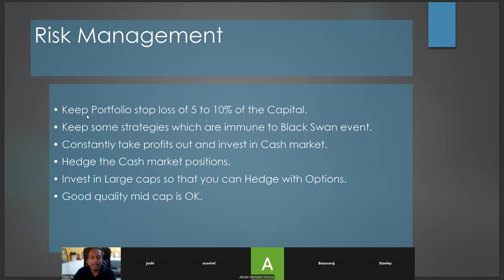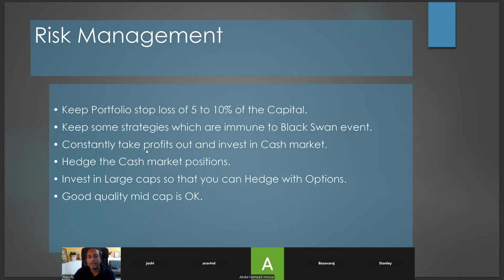So risk management, as I told you: keep a portfolio stop loss of 5 to 10%. If you don't know how to manage your risk, 10% is the maximum risk you can take on the capital if it is not protected. If it is protected, you can just be calm. To be immune to black swan events, as I told you, keep some strategies like buying puts of 1 rupee or 2 rupees if you have a larger portfolio, or if you are running most strategies like straddle and strangle.